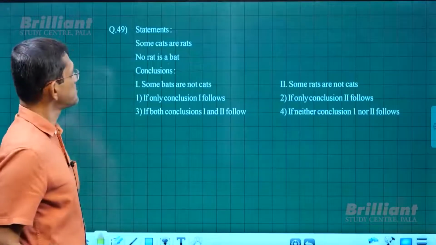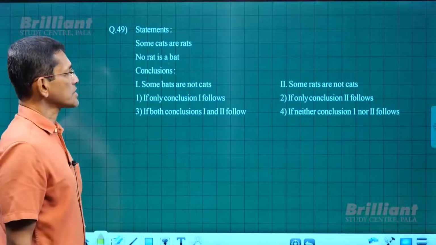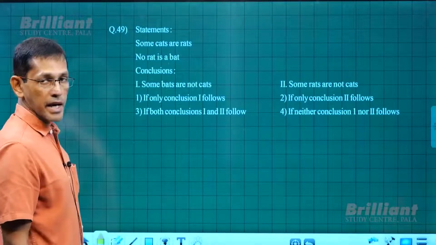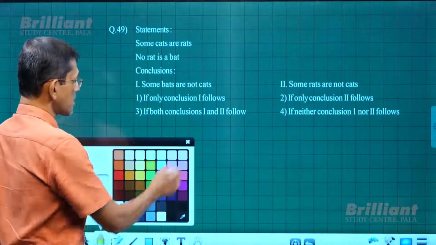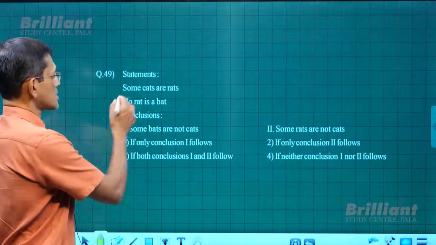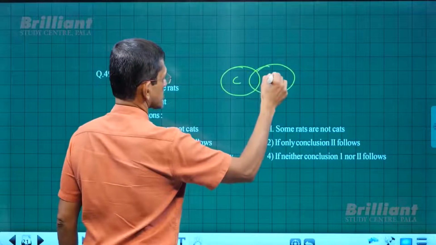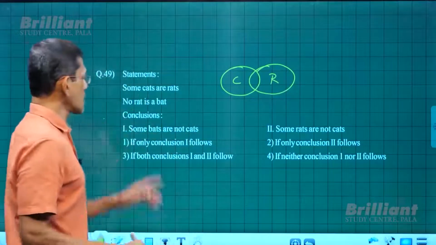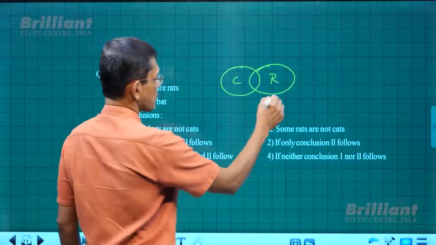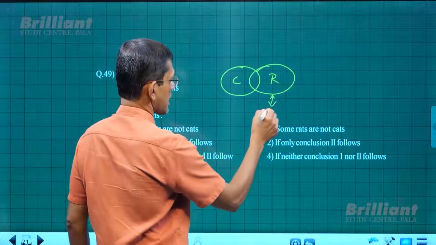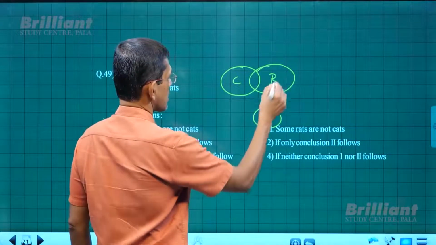Next one. Some cats are rats, no rat is a bat. So let's draw the basic diagram. Some cats are rats. And no rat is a bat. So there is no intersection between rat and bat.